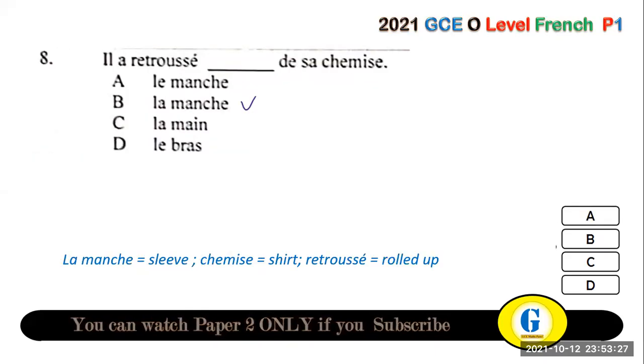Huitième question. Il a retroussé blablabla de sa chemise. So retroussé means rolled up, like you roll up the sleeves of your shirt. The chemise is shirt, and what we have here, manche. The sleeve of your shirt is what we call a manche. And manche is a feminine noun. So we are going to use la manche. Are we together? So our key here is B.